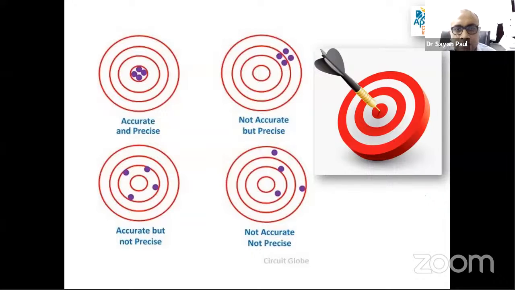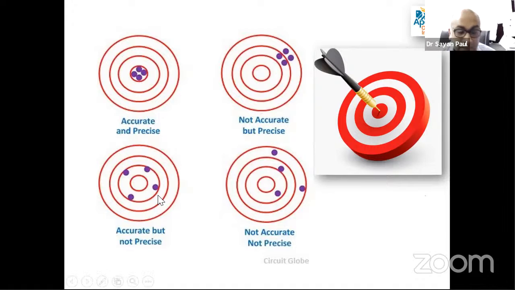So this diagram you have seen multiple times: what is accuracy and what is precision. In the first picture, all the 4 attempts hit the bull's eye. So it is accurate and precise. It is hitting the same position, at the bull's eye. In the second picture, though it is hitting the same position, it is not on the bull's eye. So it is precise, but it is not accurate.